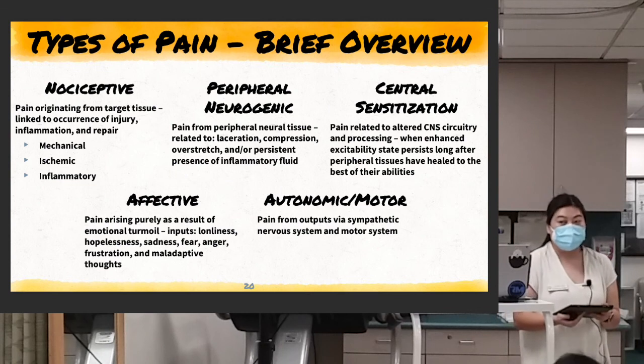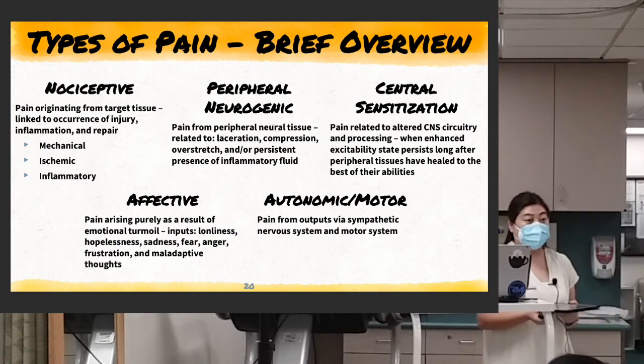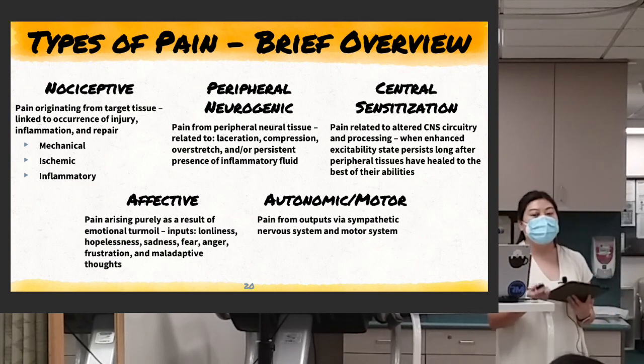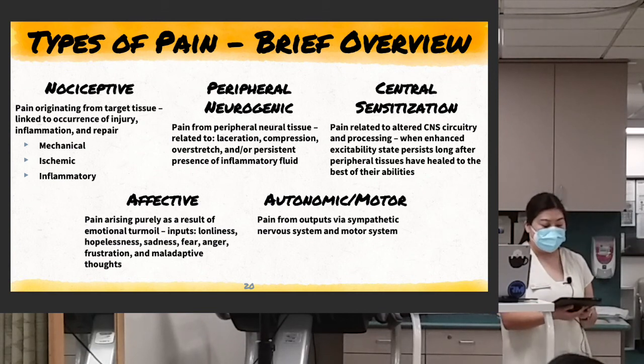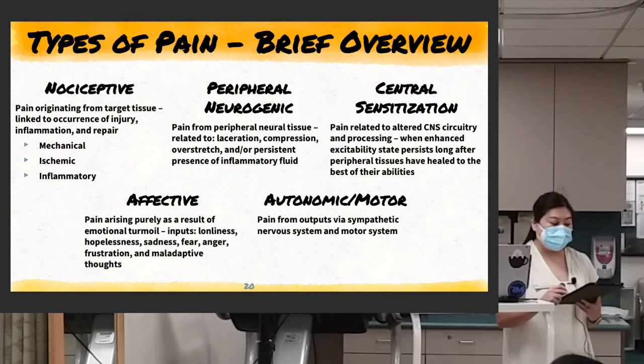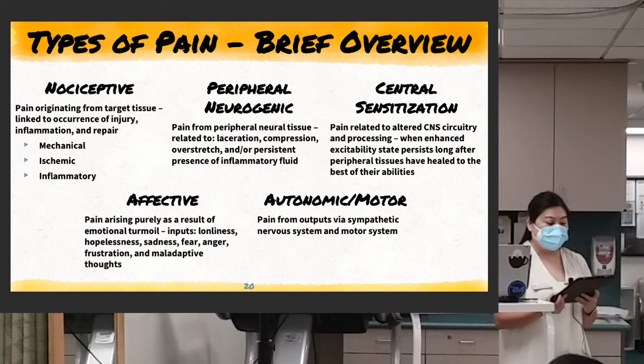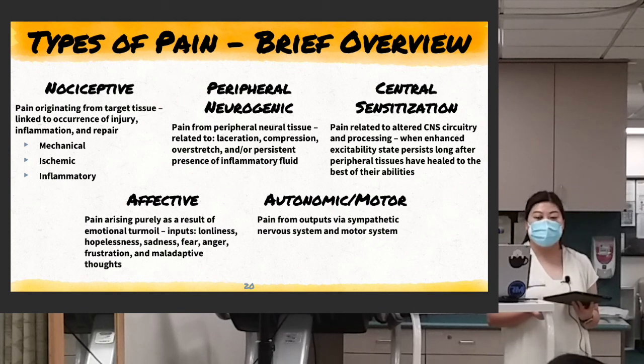So next I'm going to briefly go over the different types of pain. So there's nociceptive pain, where it's pain originating from target tissues linked to occurrence of injury, inflammation, and repair with a clear stimulus-response relationship. There's three different types. First is mechanical, which is nerve endings may be mechanically distorted by scar tissue or abnormal pressure from tissues. Ischemic, where this occurs as a result of ischemia, altering physical and chemical environments of the tissues. Inflammatory, that relates to the inflammatory process in injured or diseased tissues.